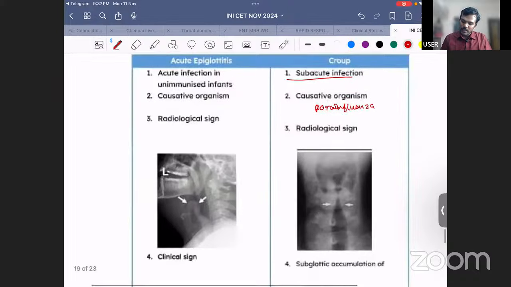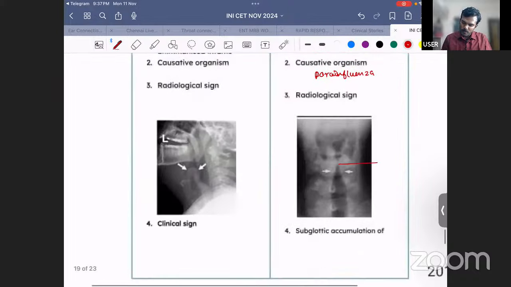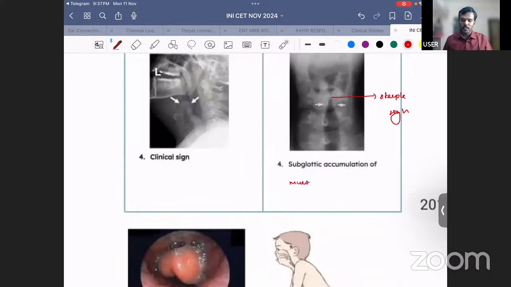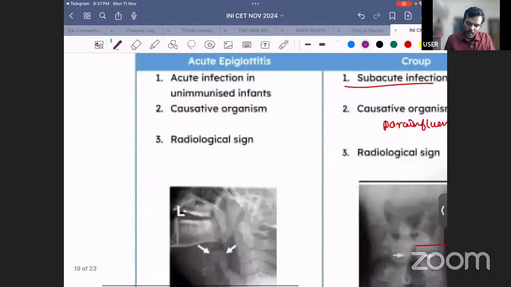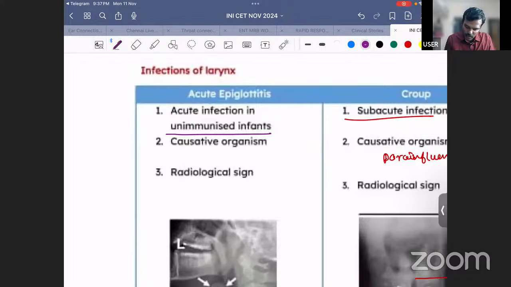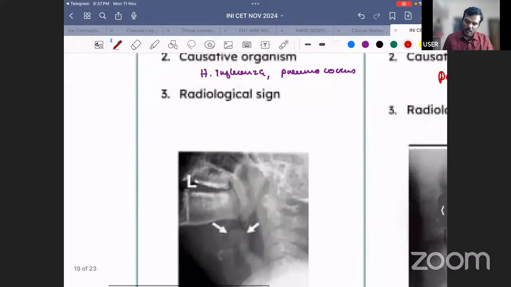Radiological sign is the steeple sign, due to subglottic accumulation of mucus. Okay, fine. So an acute infection in unimmunized individuals, caused by H. influenza or pneumococcus, can cause acute epiglottitis. Here the radiological sign will be the thumb sign.